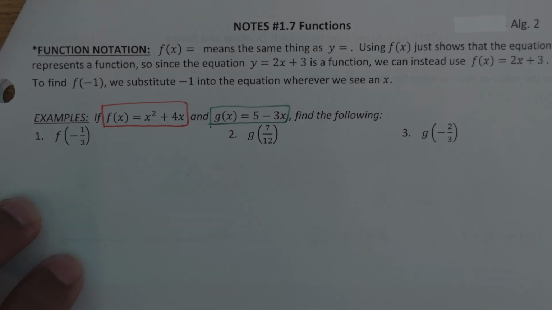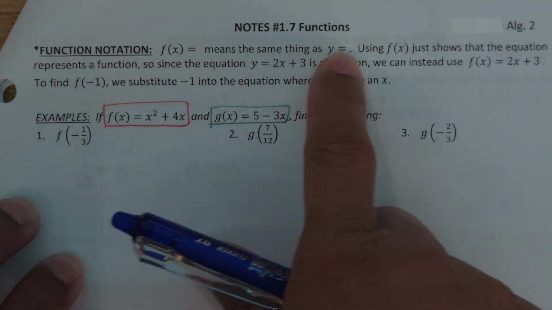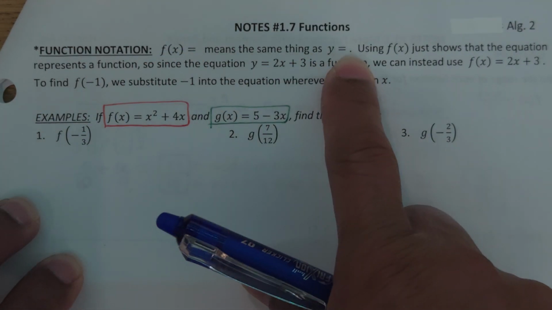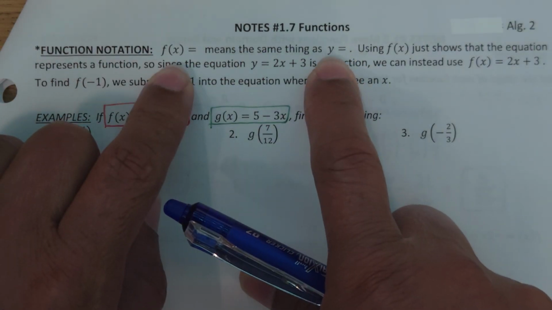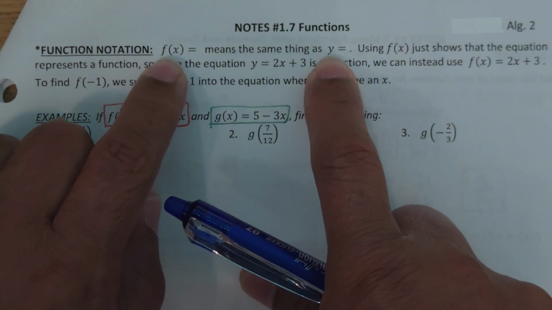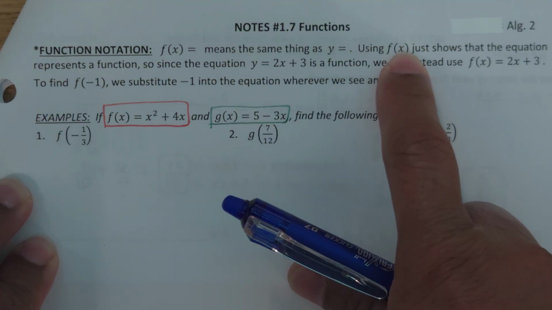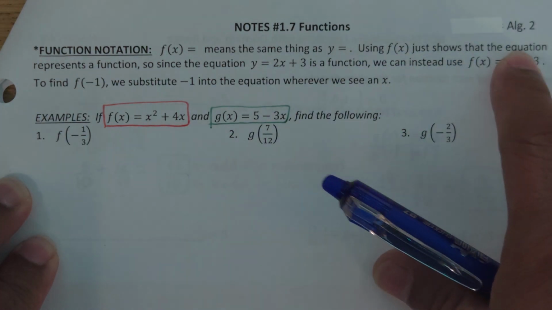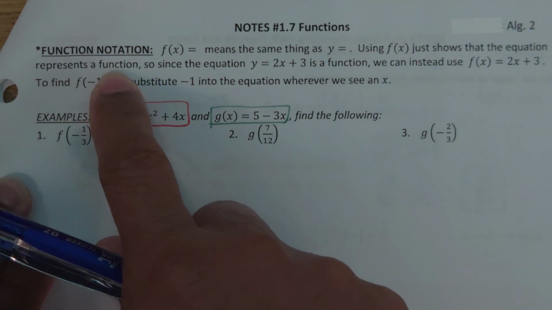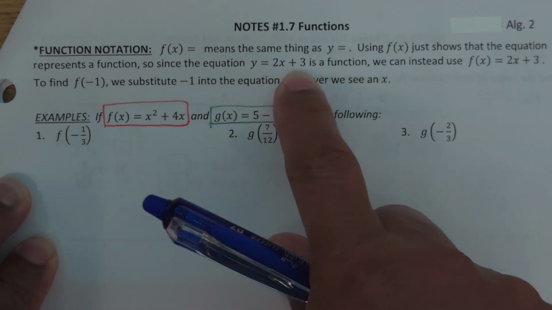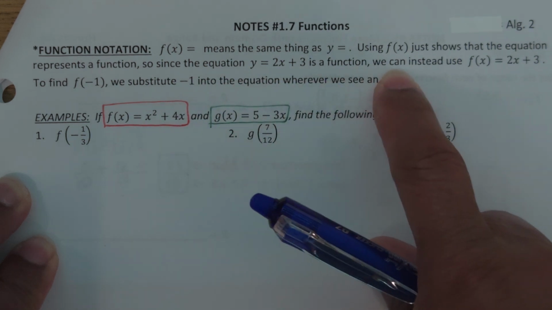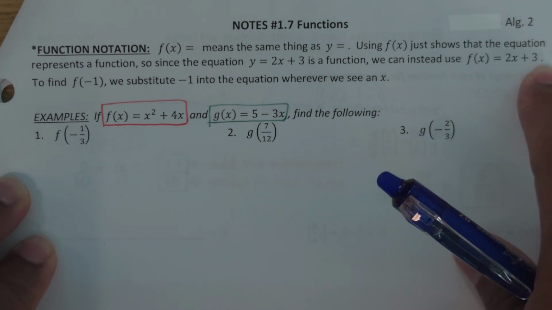So a quick review, f of x means the same as y equals. So f of x equals means y equals. So instead of f of x, you can replace that with y. Okay, so this is a y value. And then using f of x shows that the equation represents a function. So since the equation y equals x plus 3 is a function, we can instead use f of x equals x plus 3.